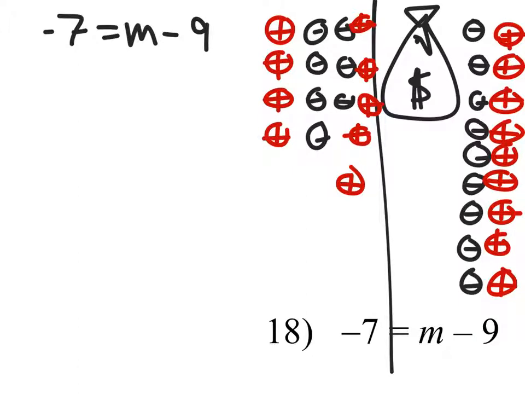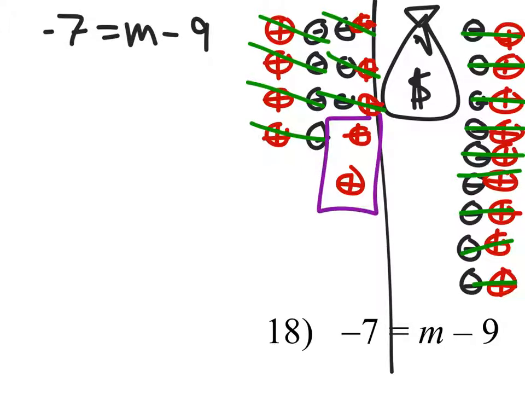All right, so let's see what this does. Well, these are all zero pairs here on the right. 9 zero pairs there. And then over here, we got 7 zero pairs. And now I can see that one bag would contain how many coins? 2. I got the bag, and then right here, I've got 2 coins. So the m is going to equal 2.